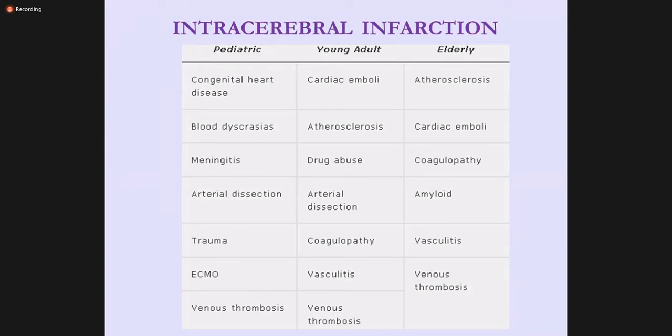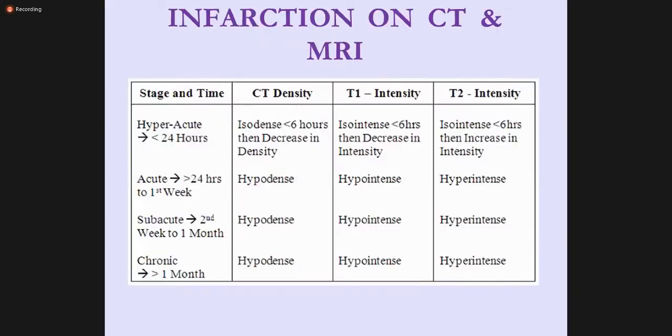In young adults, cardiac emboli. Other causes are atherosclerosis, tracheostomy, arterial dissection, coagulopathy, vasculitis, and venous thrombosis. In the elderly population, atherosclerosis is the topmost cause, then cardiac emboli; coagulopathy, amyloid, vasculitis, and venous thrombosis are the rest of the causes. Okay. Now, what are the stages and radiological appearances?